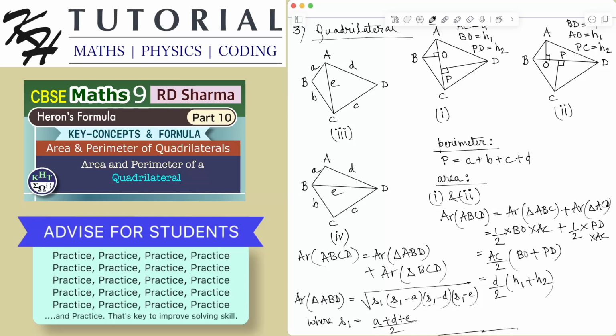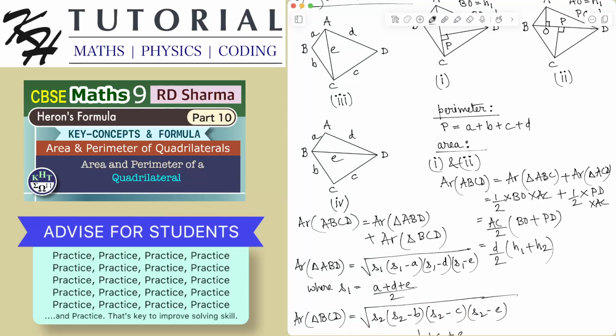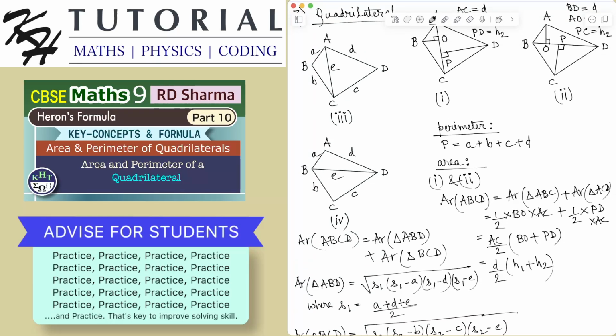So, that is all for this video. I am not going to solve any problem. Obviously, to find the perimeter of a quadrilateral, we need to know the length of all the sides of the quadrilateral. So, if the lengths of the sides of the quadrilateral are A, B, C, D, then obviously the perimeter will be A plus B plus C plus D.